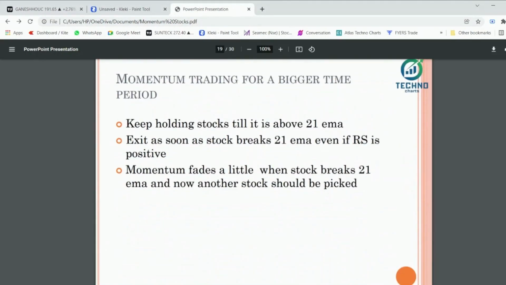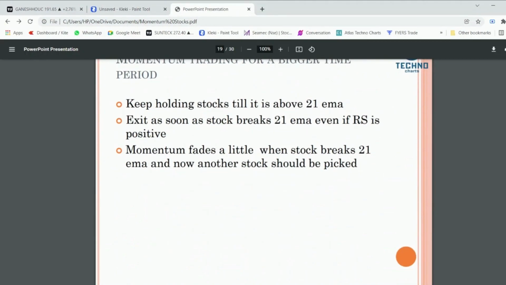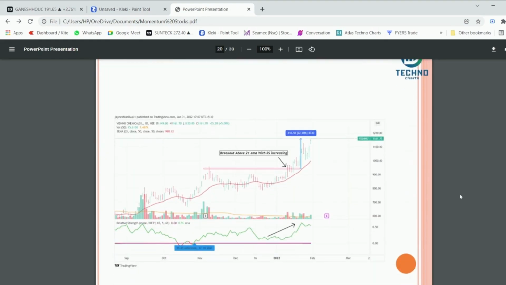For example, momentum trading for a bigger time period is to keep holding the stock till it is above the 21 EMA. Exit as soon as the stock breaks the 21 EMA, even if the RS, or relative strength, is positive, because momentum fades a little when the stock breaks the 21 EMA, and now another stock should be picked for your trading. For example, in the case of Vishnu Chemicals, you entered the stock on the 52-week high breakout above the 21 EMA, and as the RS was also increasing, you keep holding the stock unless and until the 21 EMA breaks down. Okay, so this was a trade where you captured around 22 to 23% in a shorter period of time.